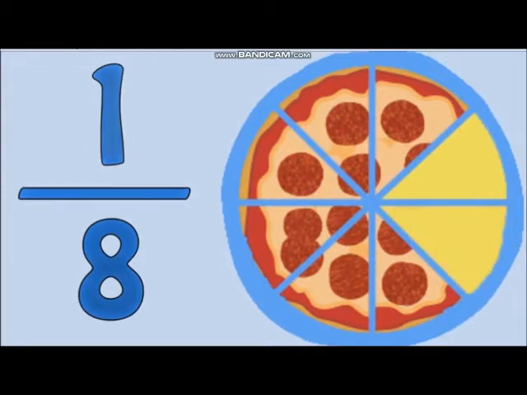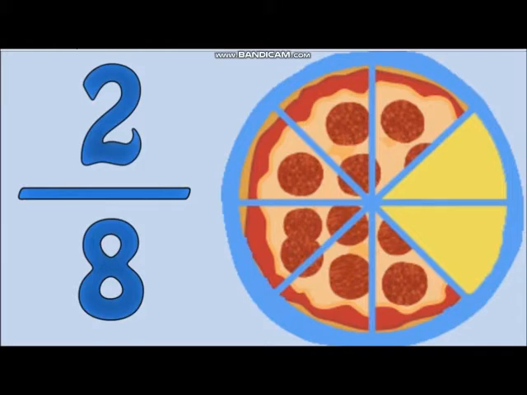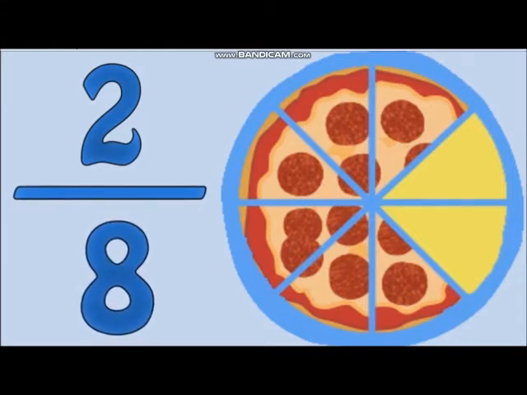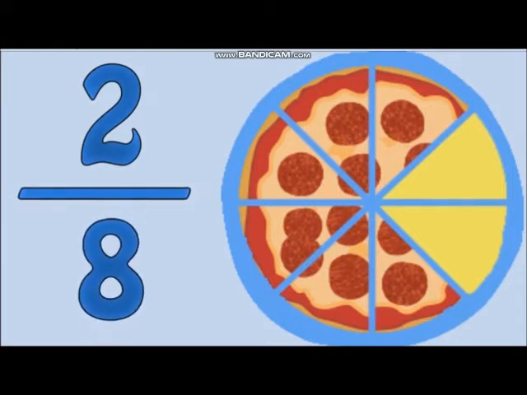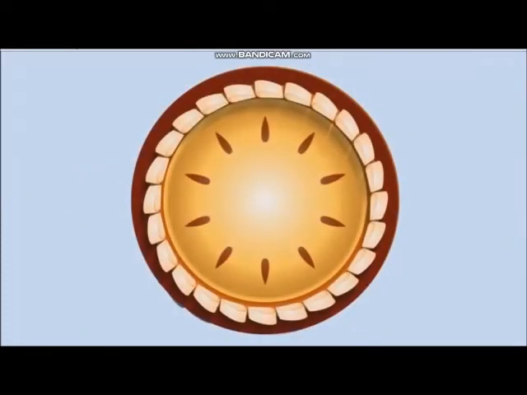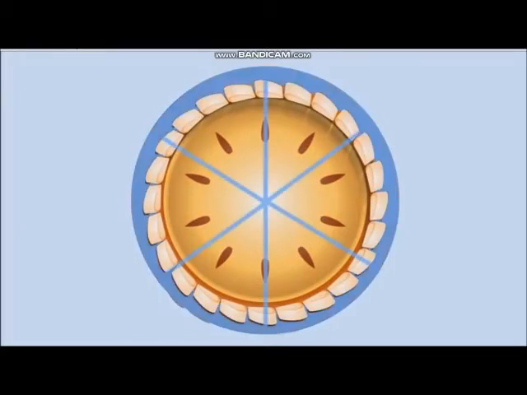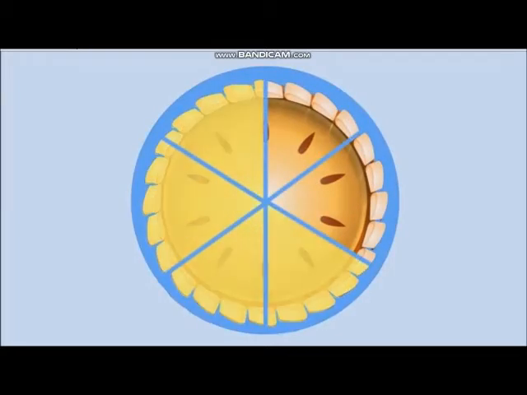Now suppose if I take 2 slices of this pizza, so the fraction will be 2 upon 8. 8 is the equal parts and 2 जो slices हमने यहाँ से remove कर ली. So 2 by 8 is the fraction of this pizza. Now let's take an example of a pie. Divide this pie into 6 equal parts.